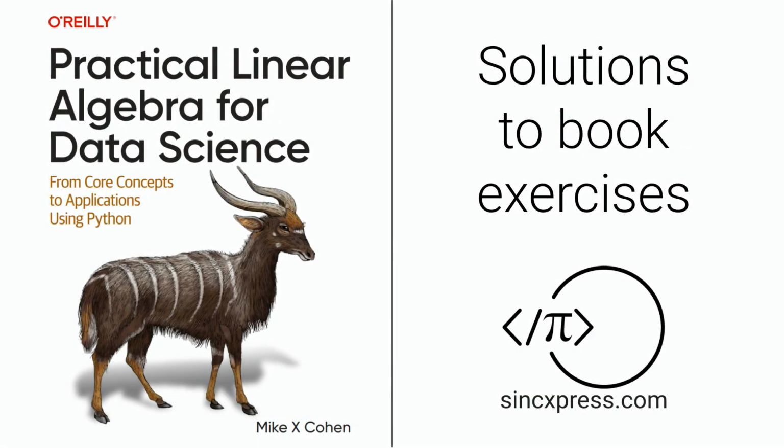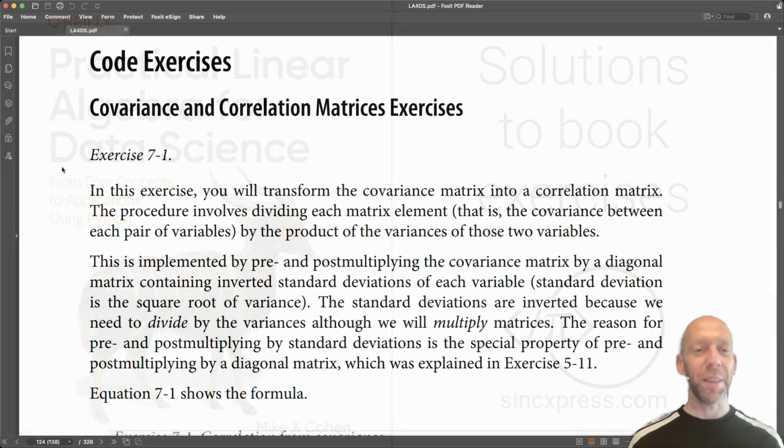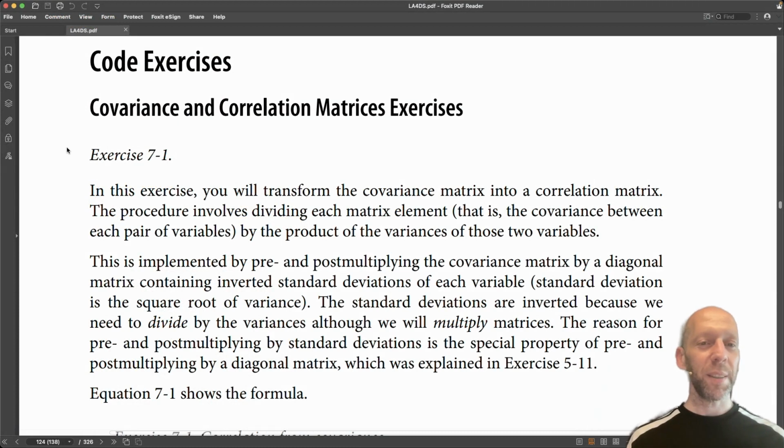Welcome to the exercises for Chapter 7. The first couple of exercises are focused on covariance and correlation matrices. So, in this chapter, in the text, I explained the relationship between covariance and correlation.